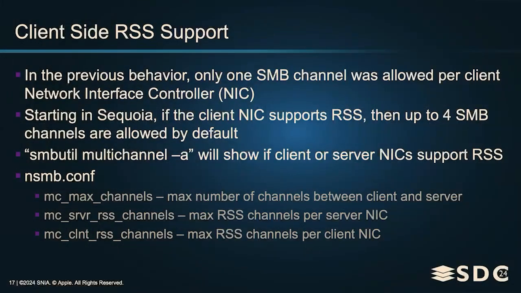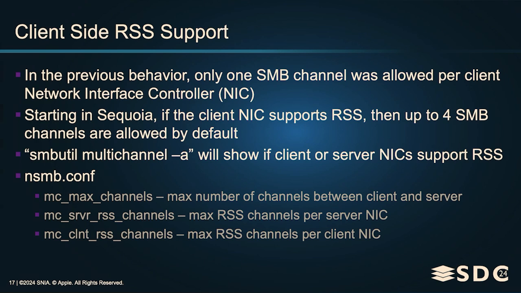So, client-side RSS support. Previous to Sequoia, we had a multi-channel limitation that one SMB channel was allowed per client NIC. But in Sequoia, if the client NIC, or I guess the client NIC driver, supports RSS, then we'll allow up to 4 SMB channels on that single NIC by default. You can increase it, decrease it if you want.